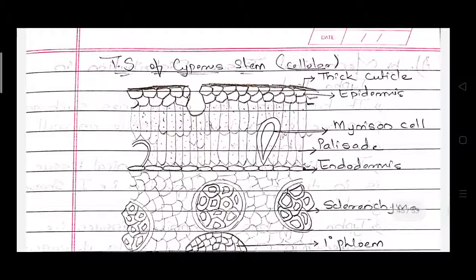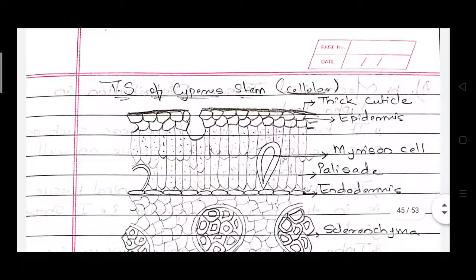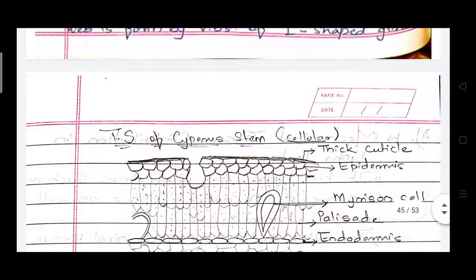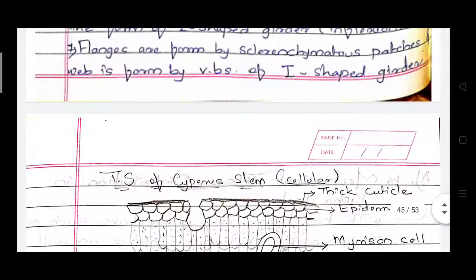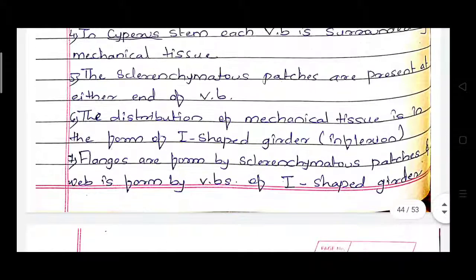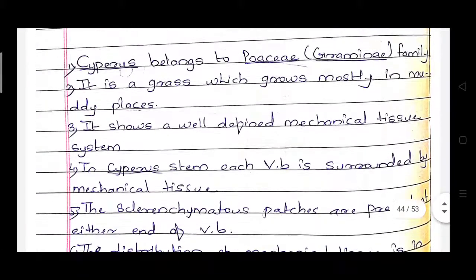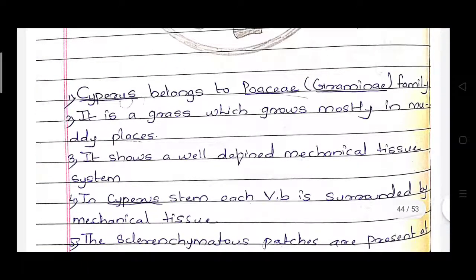So this type of well developed mechanical tissue system is observed in the transverse section of the Cyperus stem, and Cyperus is from the Poaceae family. It is a member of the grasses, and these are mostly growing in muddy places. So this is about the Cyperus stem.